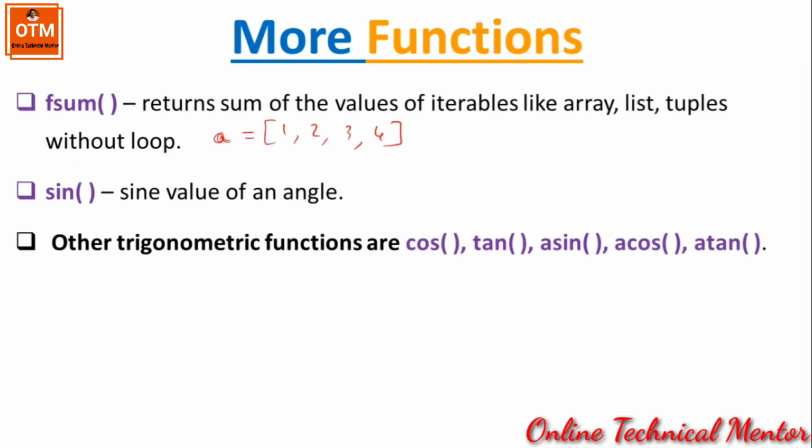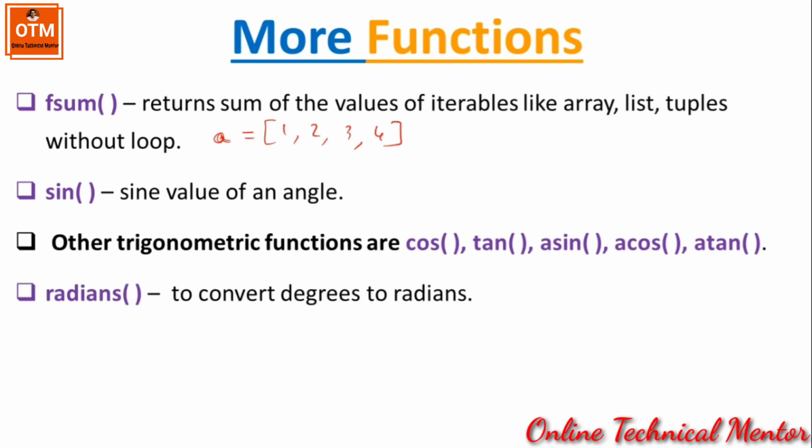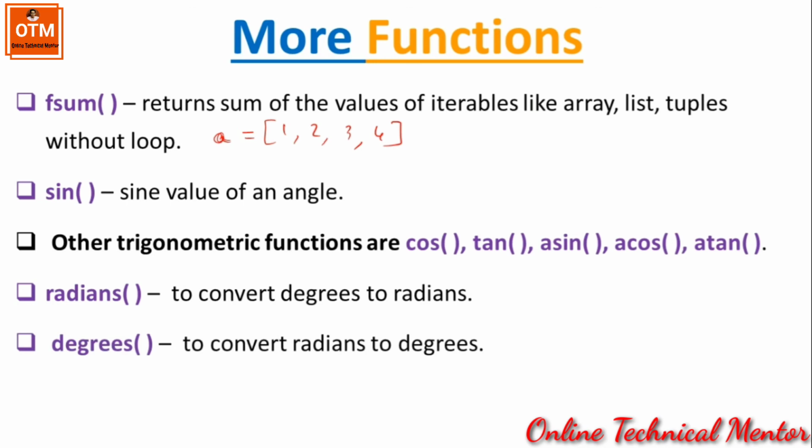In the same way, you can use the other trigonometric functions like cos, tan, asin meaning arc sine, acos, arc cos, and atan also. You can use the radians function to convert degrees to radians. The degrees function is used to convert radians to degrees. I am not going to show you these radians and degrees functions, try it yourself. Still, if you have any problem, write it down in the comment box. I will reply back as soon as possible.